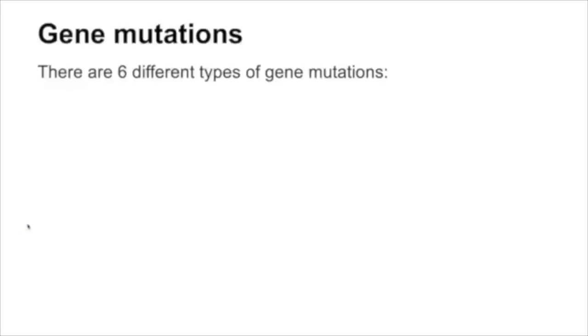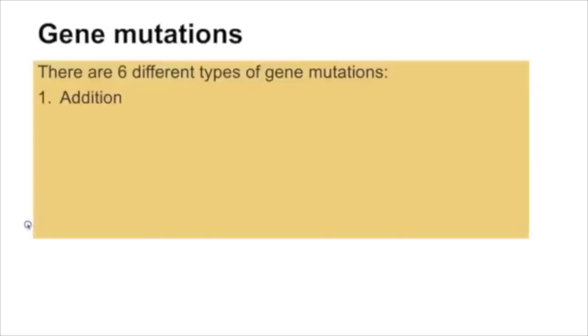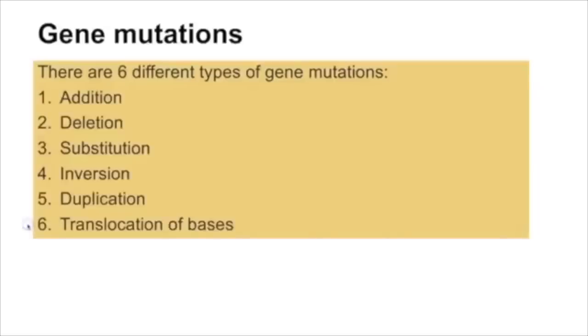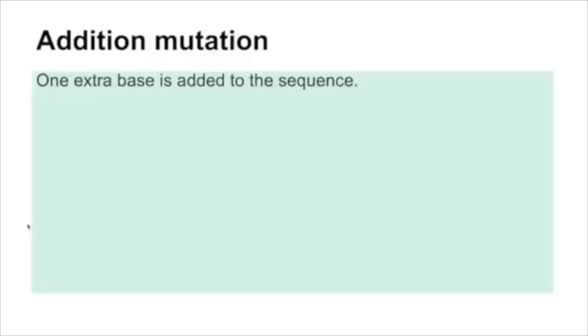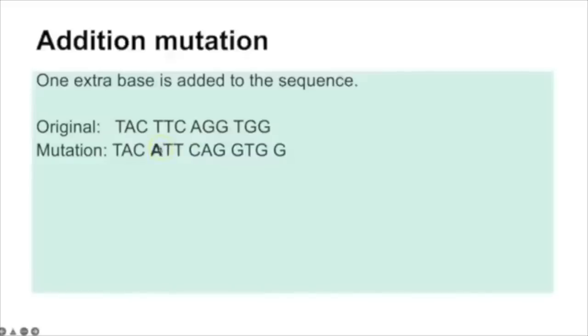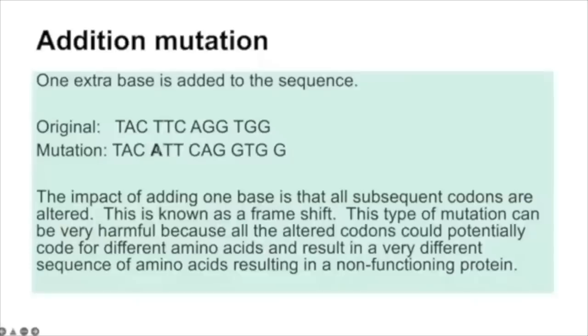So there's 6 types of gene mutations that you need to know about, and we'll go through each of these 6 just to demonstrate what they actually mean. So first of all, if we have a look at addition mutations, this is when one extra nucleotide and therefore base is added to the sequence. So here we have our original example of a DNA sequence, and we've added in an extra base. Now the result of that we can see is that all of the subsequent bases are shifted along one position, and therefore after the mutation all of the codons are changed.